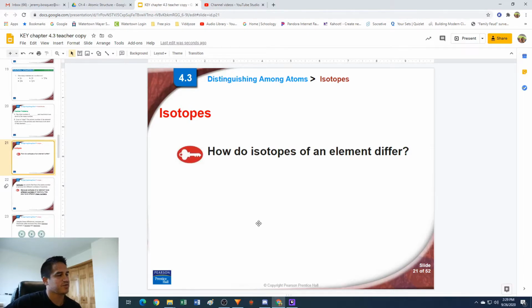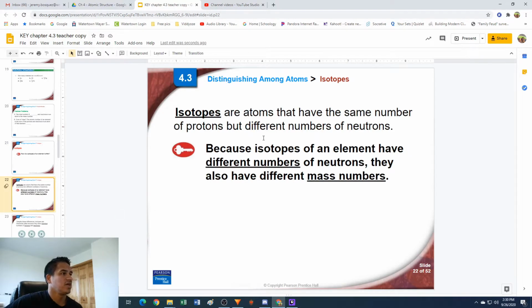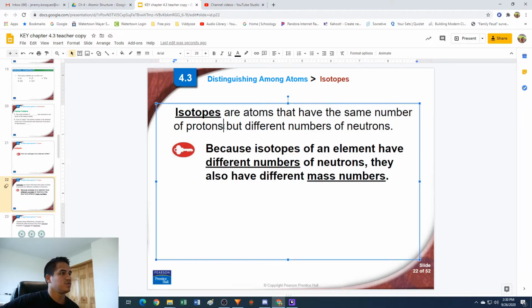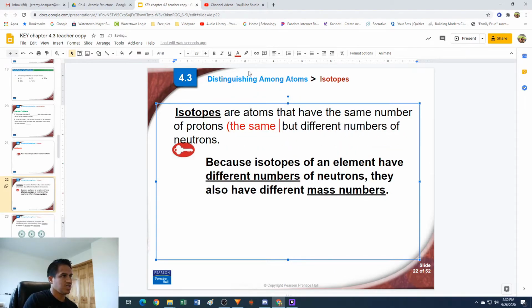So I mentioned at the very beginning of these notes that atoms, even of the same element, are different from one another. And these are called isotopes. So isotopes are atoms that have the same number of protons, which means that it is the same element. Okay, so let's put this in red. So the same element, but they have different numbers of neutrons.